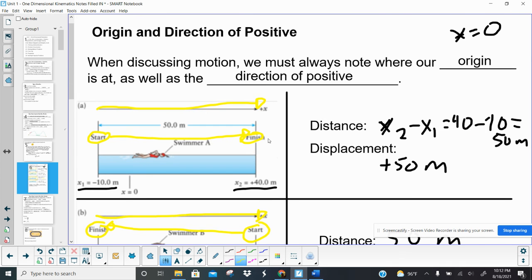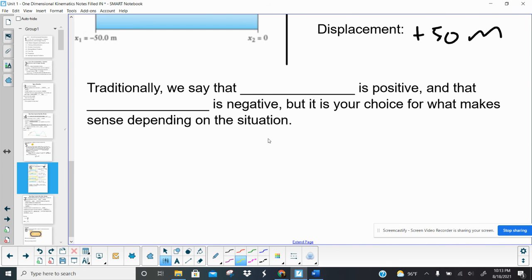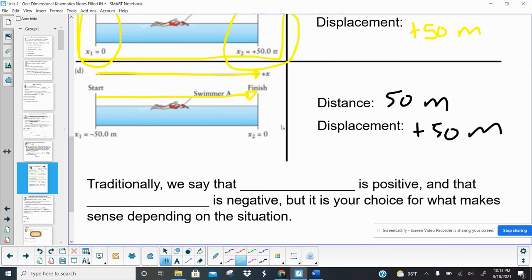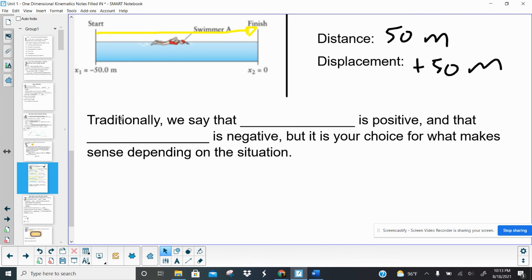The point here is that you can actually choose whatever makes sense for your situation, as long as you're keeping everything consistent, all of your signs consistent for your directions. That is totally okay. So filling this out here, traditionally, again, we say that up or right is positive and that down or left is negative, but it is your choice for what makes sense, again, depending on the situation.